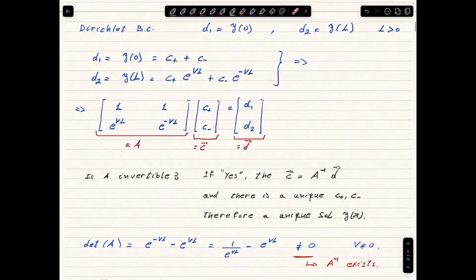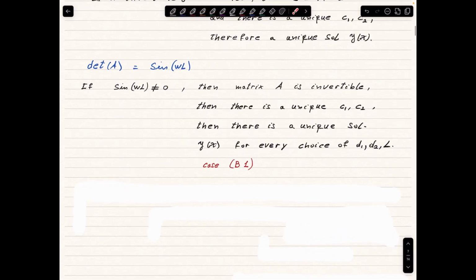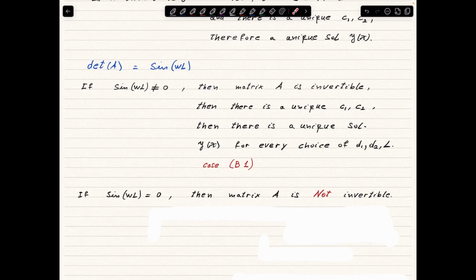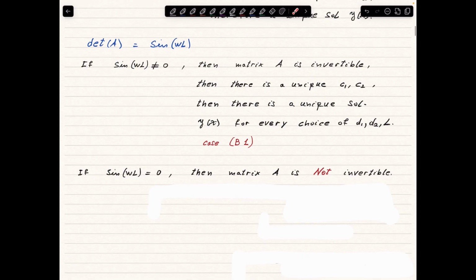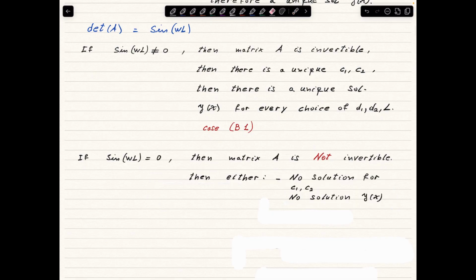What happens if it's not that case? What happens if sine of W times L, if that sine is 0? It could happen. You can choose a value of k such that the square root of k multiplied by L is, for example, a multiple of pi. Then that is going to be 0. And then the matrix is not going to be invertible, and then you can check that two things can happen.